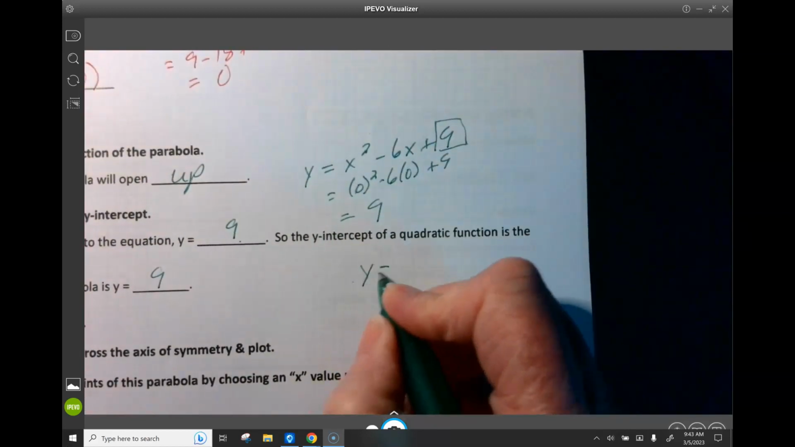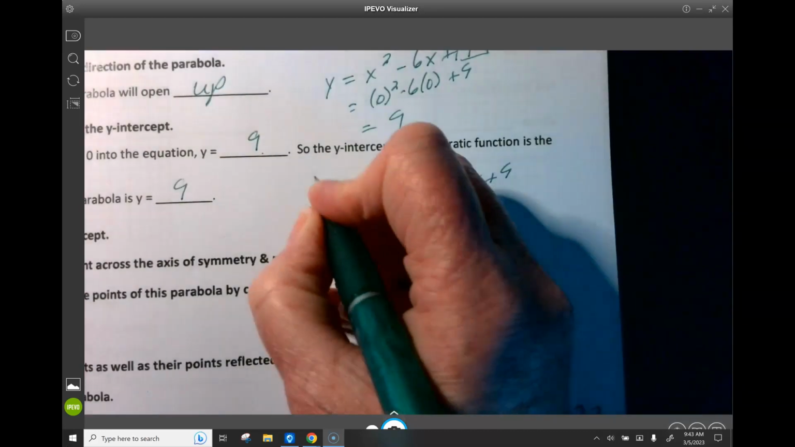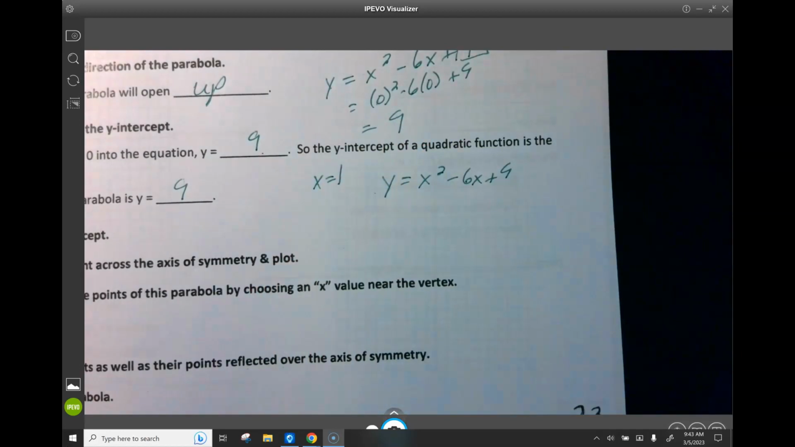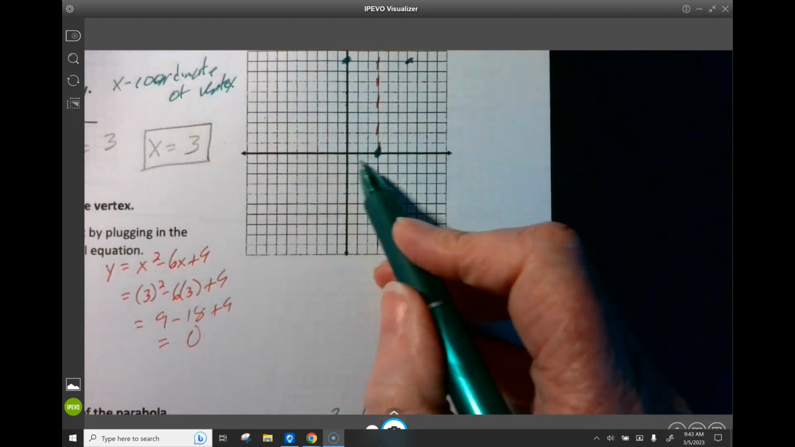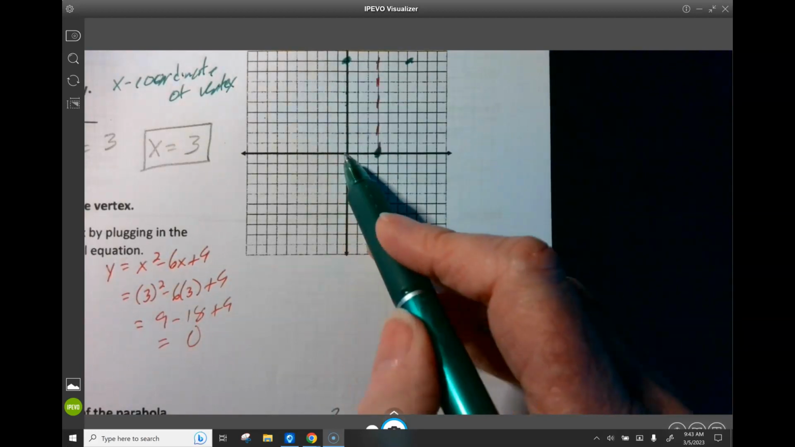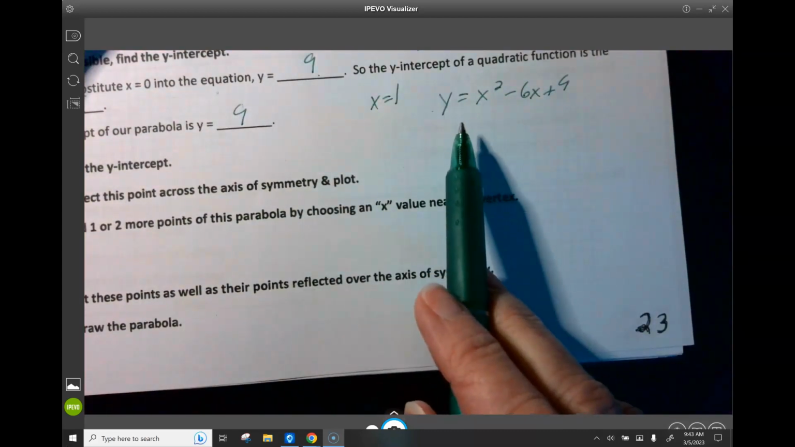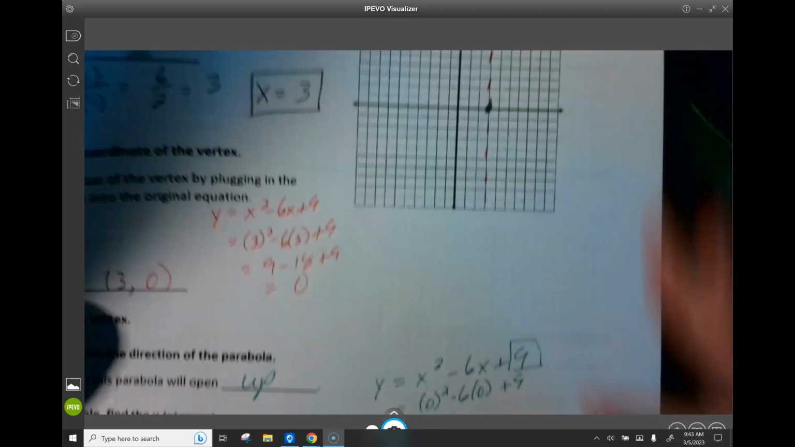Okay, so I'm going to plug in 1 because I think that's easier. So in my equation, y equals x squared minus 6x plus 9, and I am choosing x to be equal to 1. Why did I choose that? Because it's close to the vertex, and it's a small number. Sometimes I can choose 0 depending on where my y-intercept is. I can't on this one, because we've already used it for the y-intercept. Don't choose 0 because that's going to be your y-intercept.